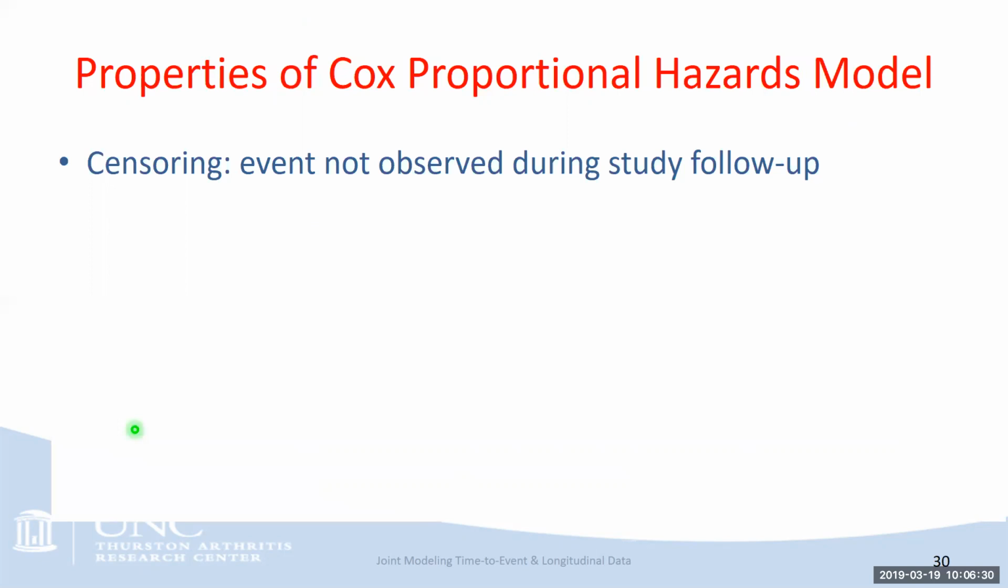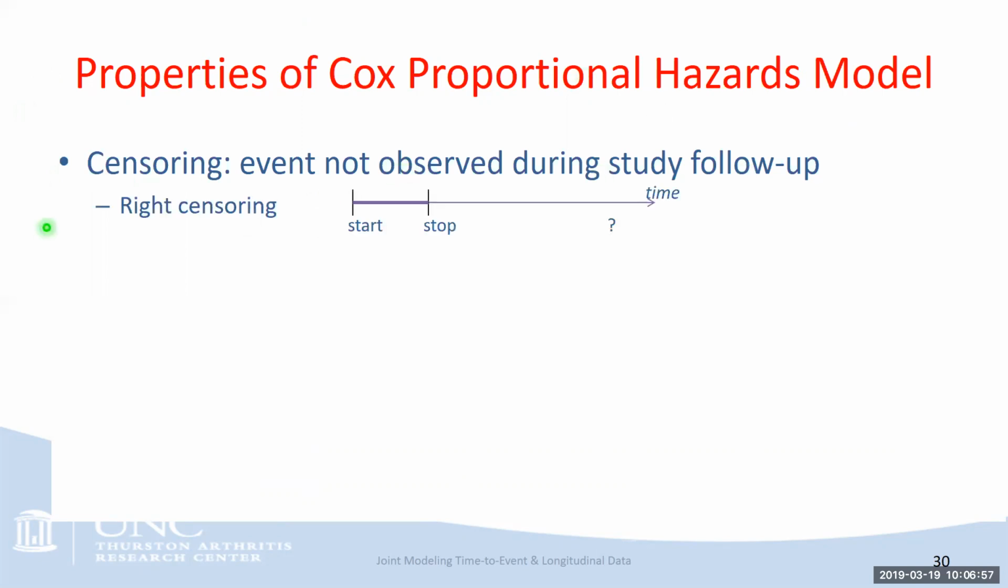So briefly, it's important to remember what are the unique features or properties of time to event data that lead us to have to address it with other methods beyond more standard statistical procedures, if you were to think of logistic regression or linear regression. And the main one here is censoring. So just remember, censoring has to do with an event that is not observed during our study follow-up.